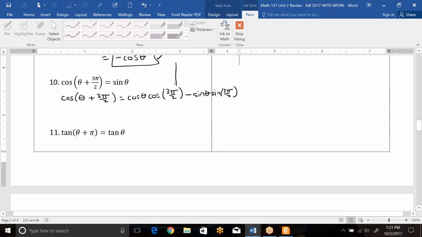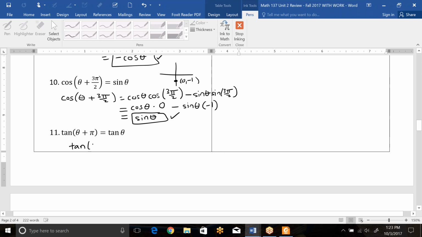So let's think about where 3 pi over 2 is. That's down here on the unit circle. That's the ordered pair (0, negative 1). So cosine of 3 pi over 2 is 0 again. The sine is negative 1. So this actually ends up being 0 for the first part, and then negative times negative is positive sine theta. So there's that one.